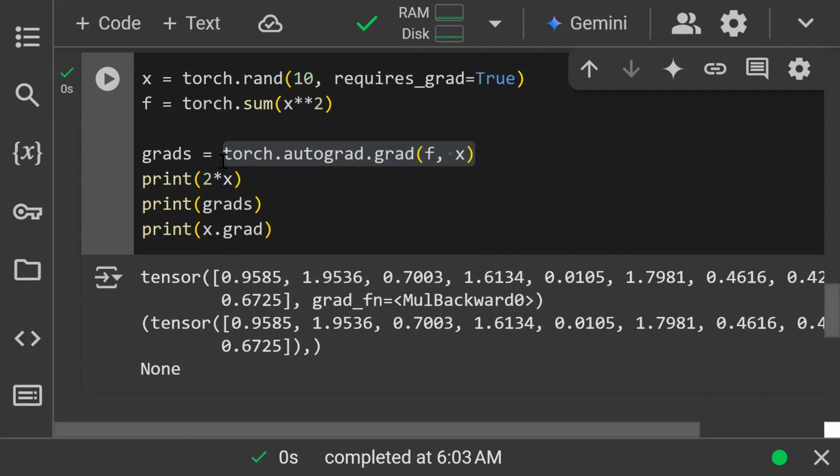Now, another benefit of this over here is that you can also compute the derivative of vector valued functions. So let me hold one second.